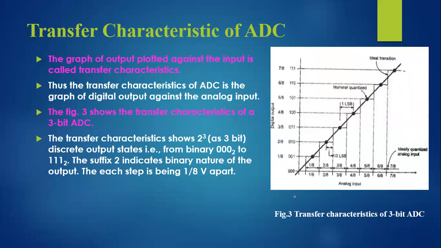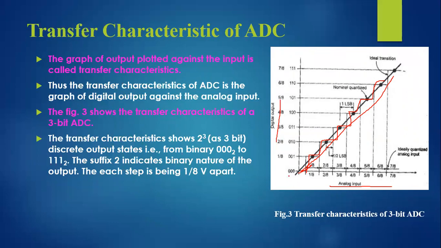Next, we will see the transfer characteristics of an A to D converter. The transfer characteristics is drawn between the analog input voltage and the digital output voltage, which are taken on the x-axis and y-axis respectively. Here, the ideal output is linear, but we have seen that the practical output will be in the form of steps like this. It will be the same as a D to A converter's transfer characteristics, but the values are somewhat different. Here the picture is shown for a 3-bit A to D converter.